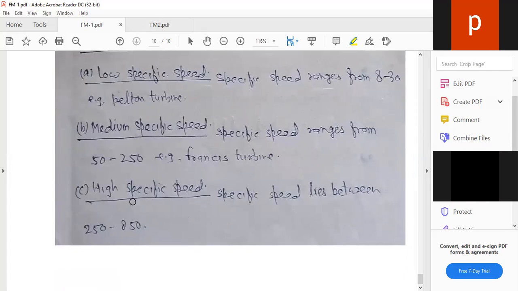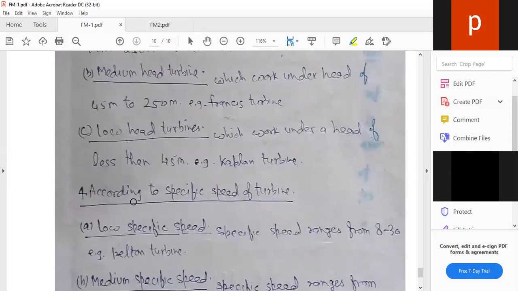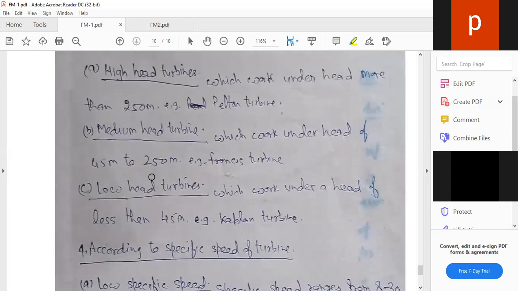So this is the overall classification on basis of heads and turbines: low head, high head, and medium head. Low head is up to 45 meter. From 45 meter to 250 meter, we have medium head, and from greater than 250, we have high head turbine.